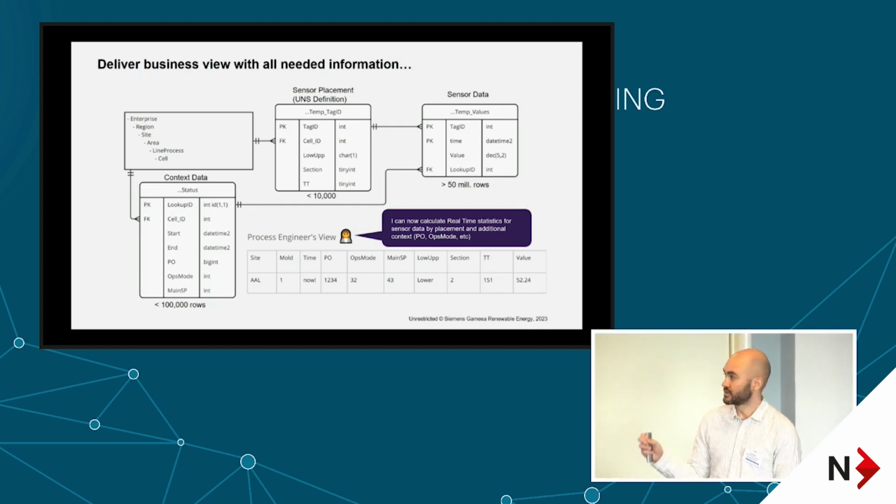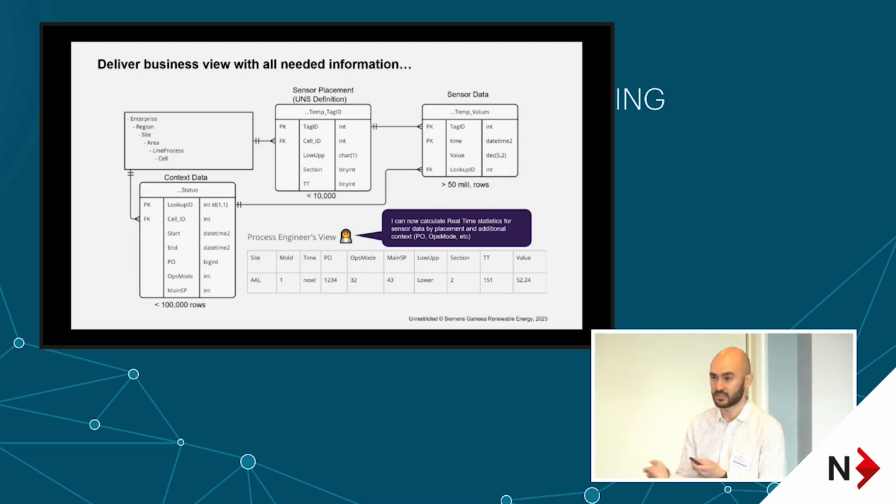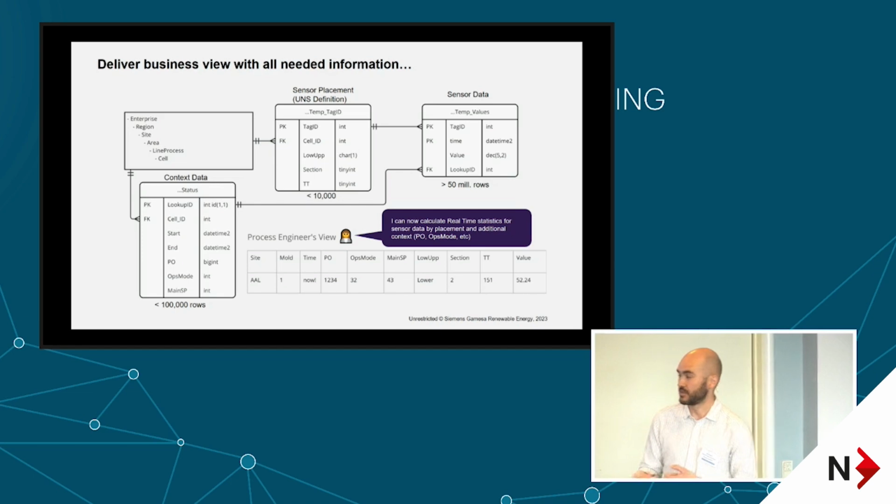On top of that, we also need the context of the data. We use the context for many things, not only for the temperature data, so this is a generic table. Again, for this specific cell ID, what was my start time, end time, for this production order, for this operation mode, for this set point, etc. So if I needed to calculate my cycle time, it would just be a simple group by.